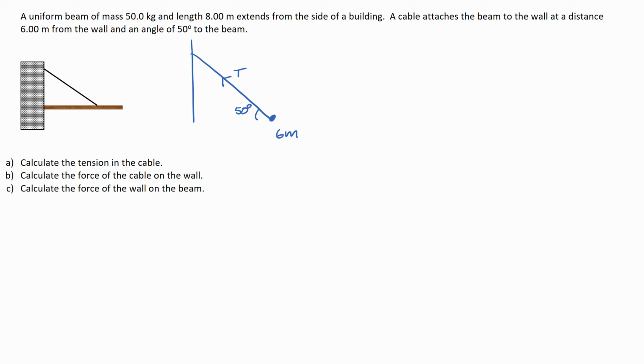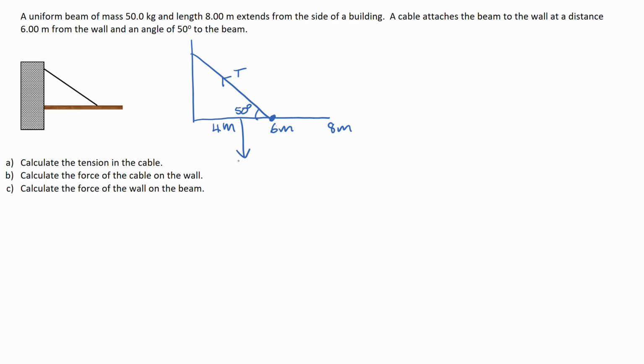I'm going to make my beam a little bit shorter so it looks a bit more proportional. This is 8 meters here. Now the importance of the 8 meters is that you can then tell where the weight will act through. The weight will act through the center of the beam, which will be at 4 meters because it's a uniform beam. So let's pop that here. This is going to be at 4 meters.